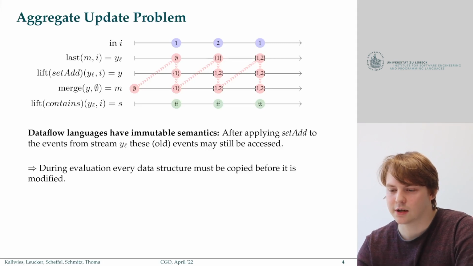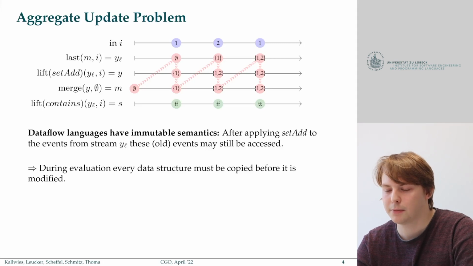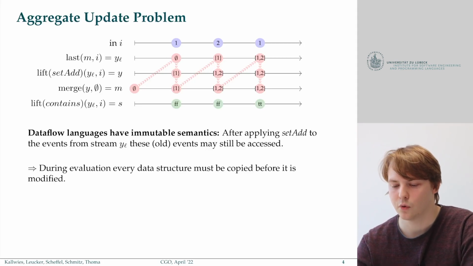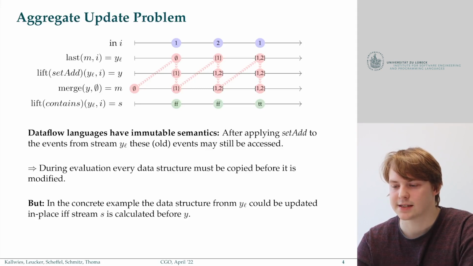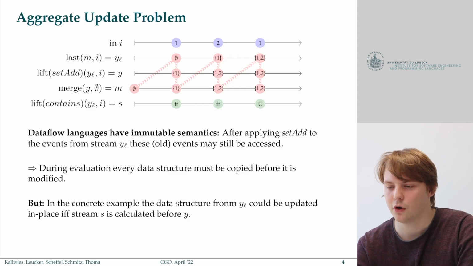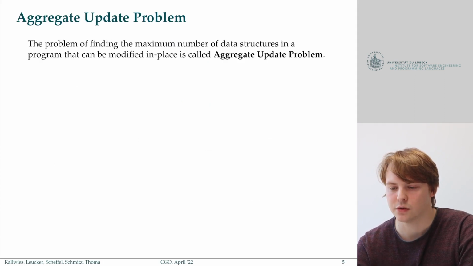However, if you take a closer look at this example, you will recognize that the copying is actually not necessary here. Because if we evaluate stream S first and then evaluate stream Y, the old event of YL is not used in the future again. So we could actually directly take the data structure, which represents the event of YL, and modify it in place to receive the new event of stream Y. However, this is not always possible, and sometimes, as in this example, it's a matter of the ordering or the translation order we have chosen.